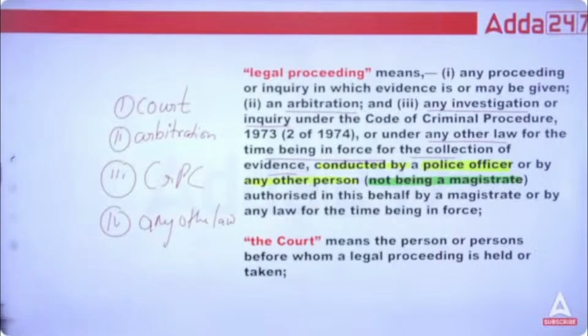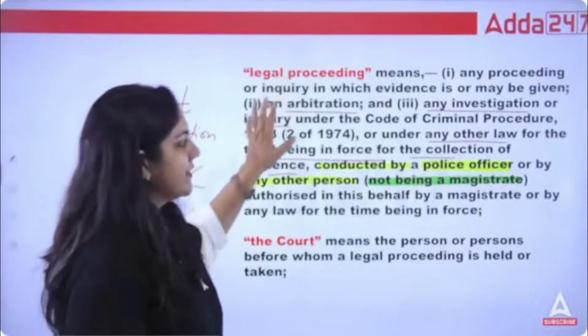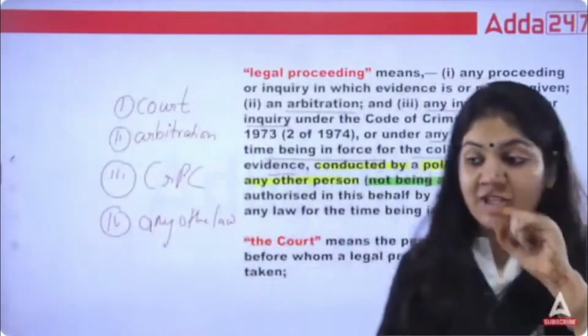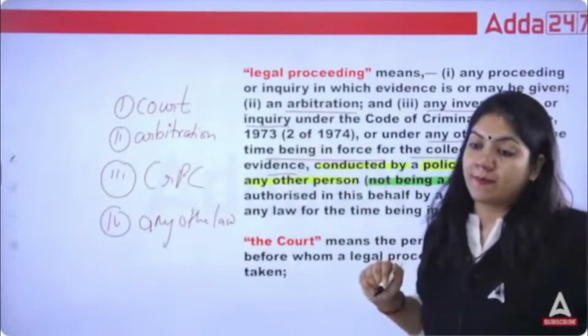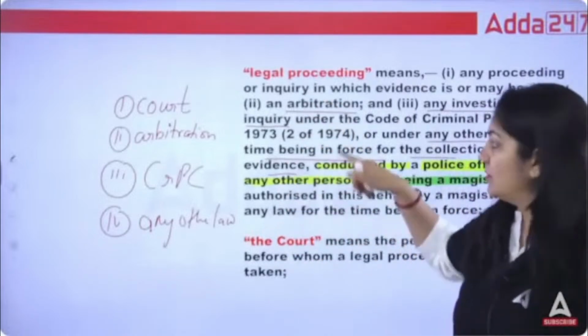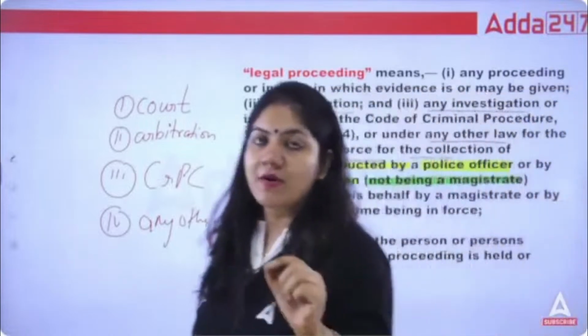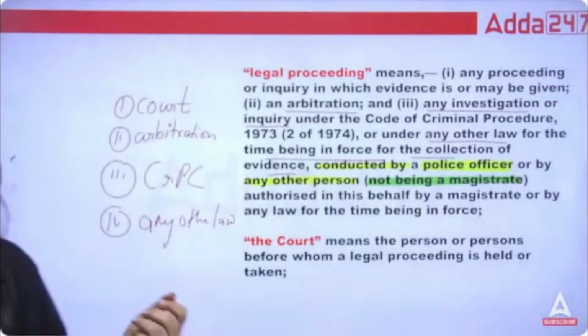Is that okay, class? So this is your definition of legal proceeding. You can see that this definition can come in the form of a question. Suppose 4 points will be given, 1, 2, 3, 4, and the question will be, what is legal proceeding according to the Bankers Book Evidence Act? So you have to take marks on this one.